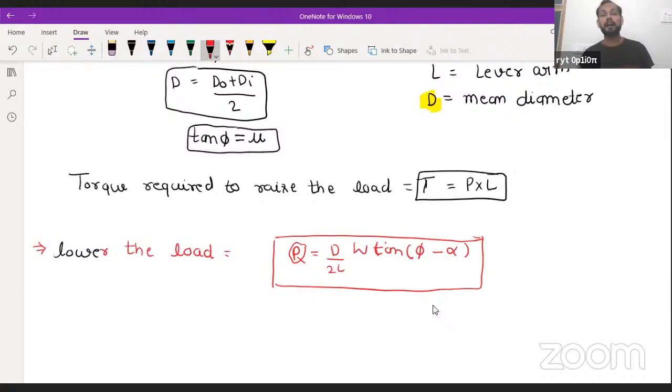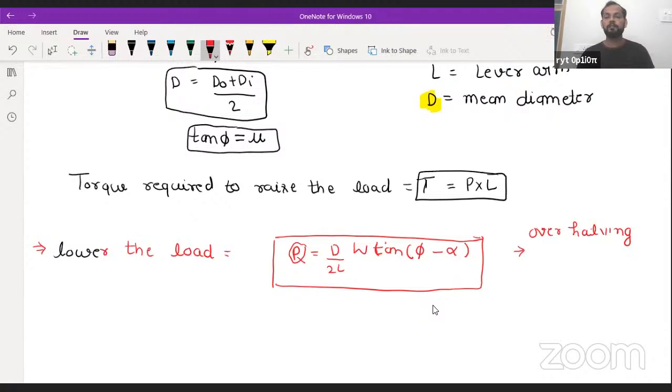So if the load is automatically lowering when we remove the externally applied torque or effort, that type of screw jack is known as the overhauling screw. Just listen to this point very carefully. What is the overhauling screw? What is the condition of an overhauling screw?